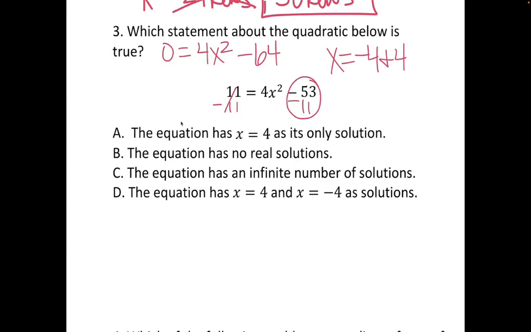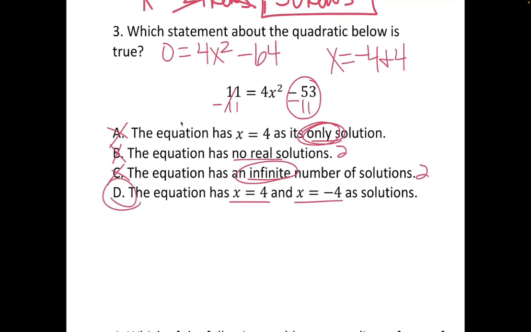Make sure you read all of your answer choices. The equation has x equals 4 as its only solution. Well, that is one of them, but it is not the only one, so this is not true. We have no real solutions. That's not true. We had two. The equation has an infinite number of solutions. No, again, we only have two. It has x equals 4 and x equals negative 4.